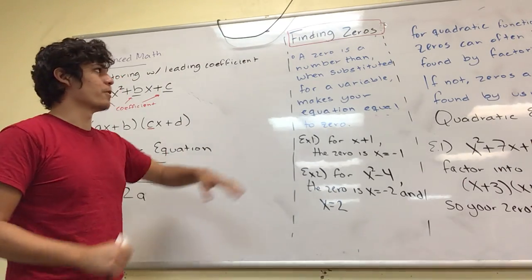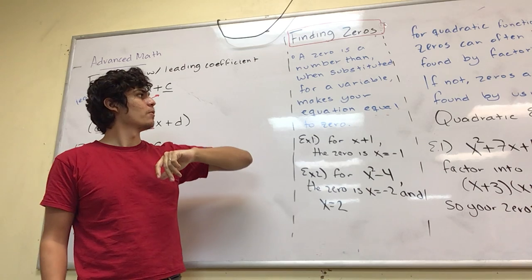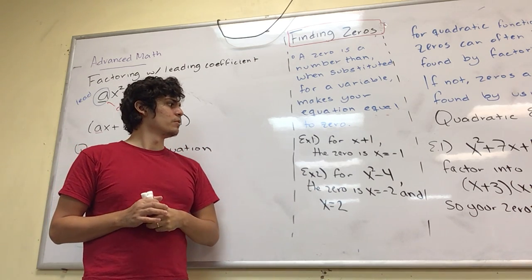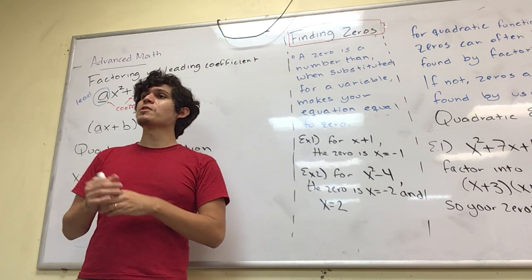What are the zeros of a function? Allison, will you read this for me, please? The zero is a number that when you substitute it for a variable makes your equation equal to zero. Okay, así de fácil. So, what is a zero?